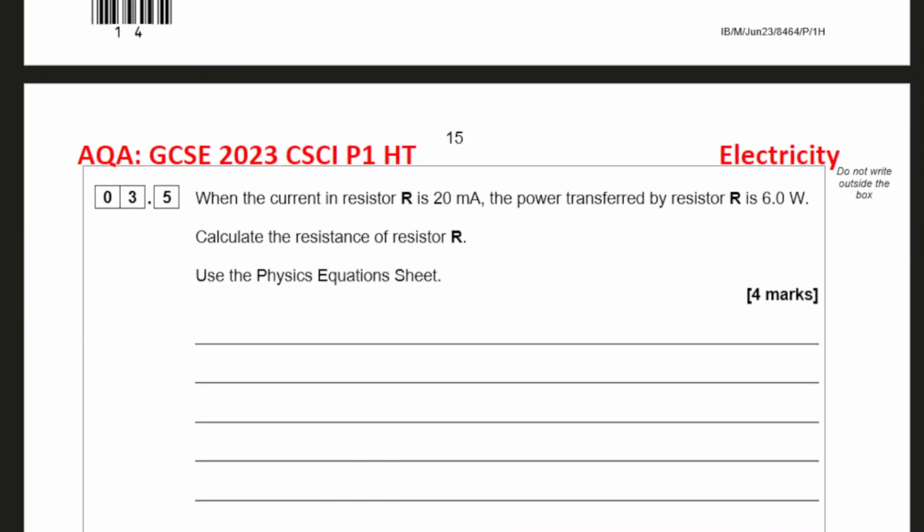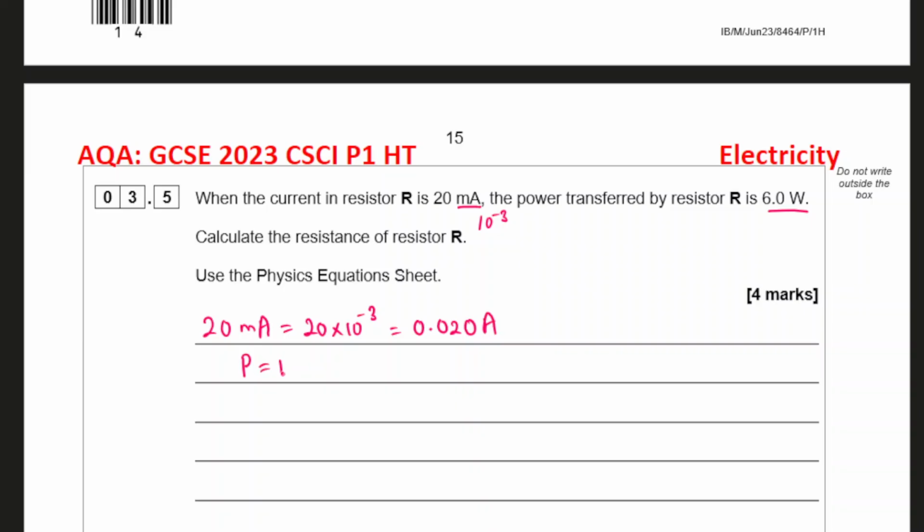When the current in resistor R is 20 mA. Now again, in the same paper, here's another conversion for milliamps, which is 10 to the power minus 3. The power transferred by resistor R is 6 watts. Calculate the resistance of resistor R. So first of all, let's convert this 20 milliamps to amps, which is 20 times 10 to the power minus 3 for milli, which is 0.020 amps.